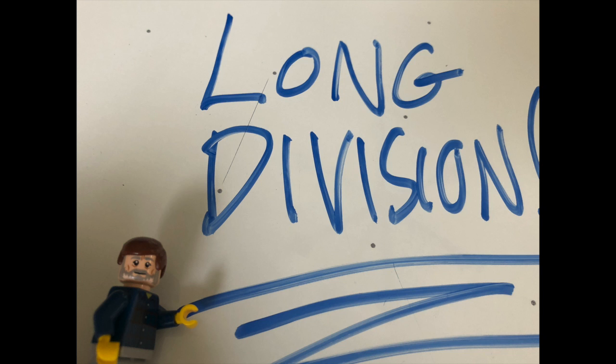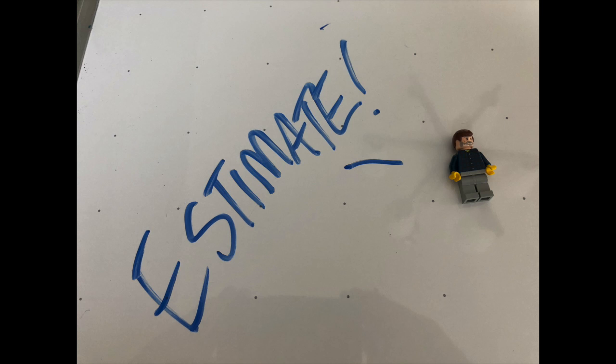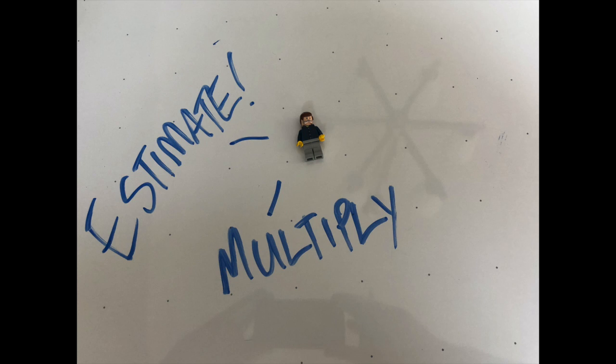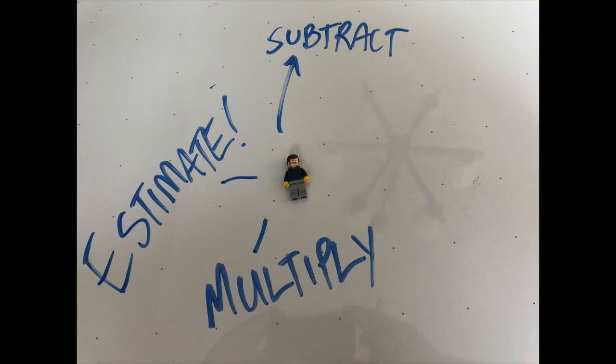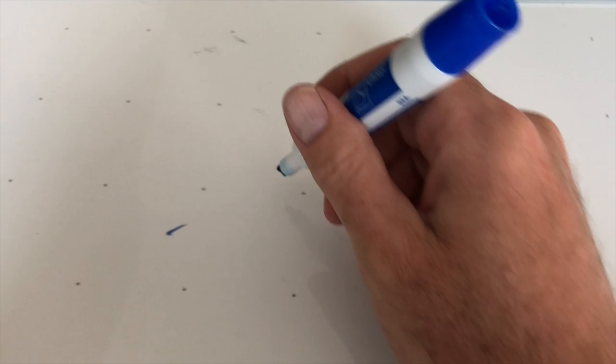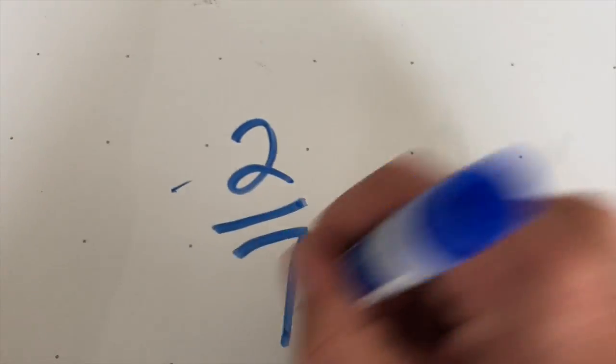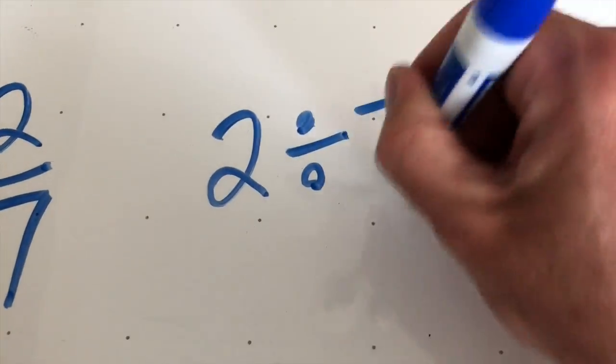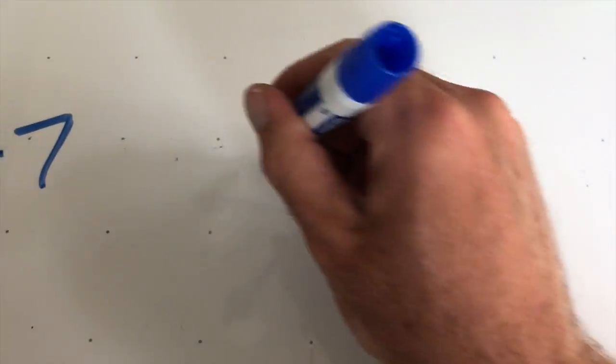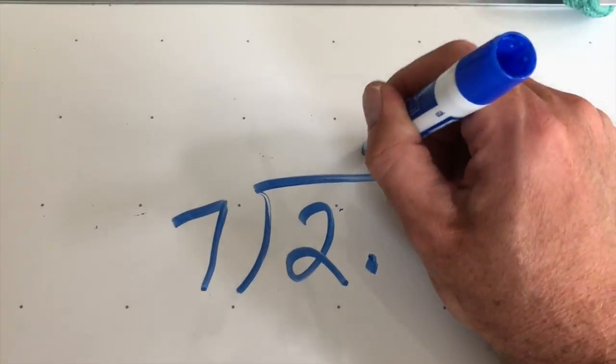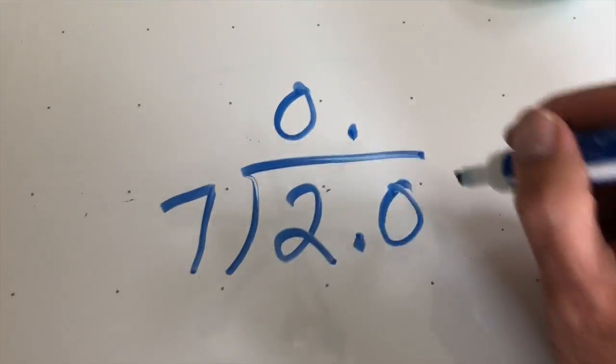And what are the 4 steps of long division? Estimate, multiply, subtract, and regroup. Right, so 2/7 is like saying 2 divided by 7. So let's do some long division. So 7 goes into 2. Well, we put that decimal in with a 0. So 7 goes into 20.